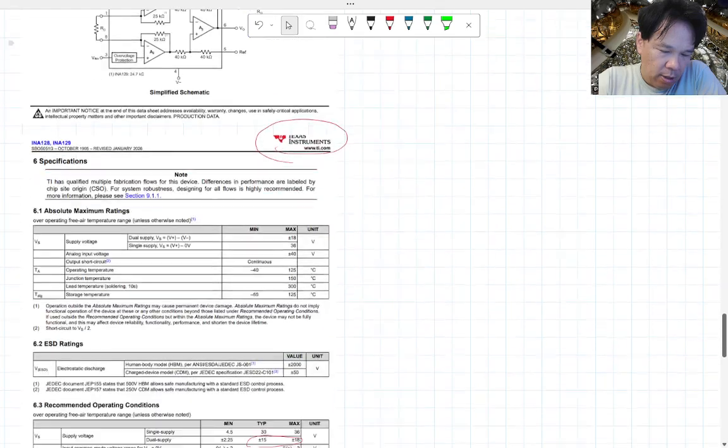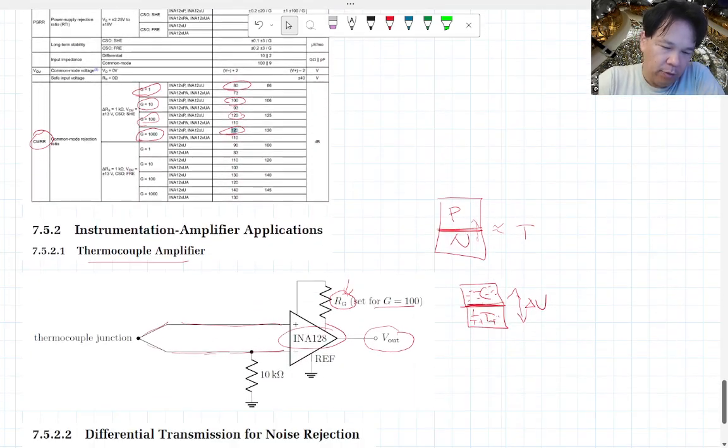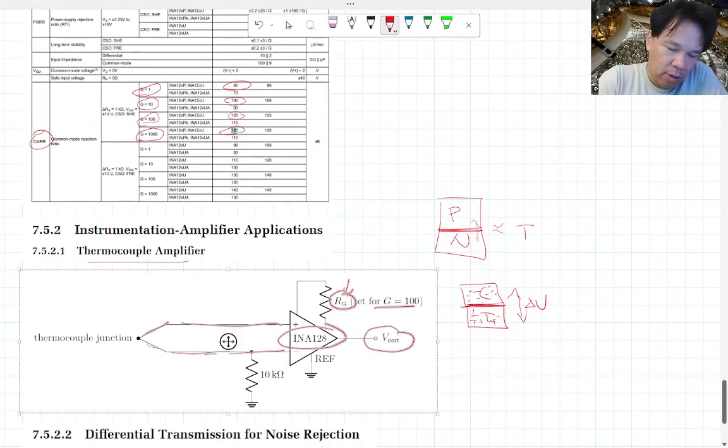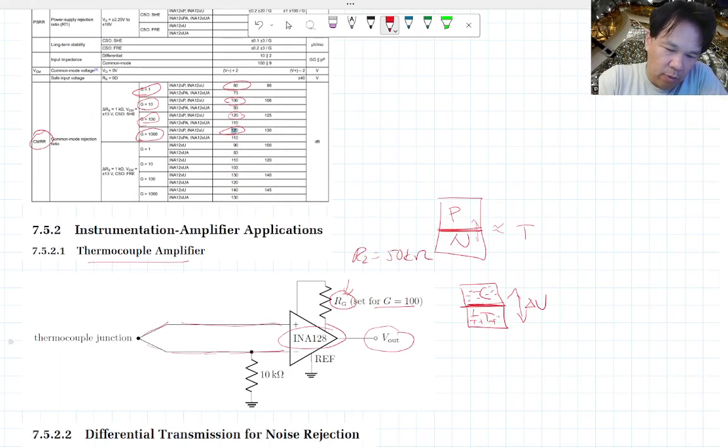So in this case, if you want the gain to be 100 and R2 is equal to 50 kilo ohm, you want RG 100 times smaller, so 500 ohm. So you put in RG equal to 500 ohm, you get a gain of 100. And then the V out will be 100 times whatever this small delta V is, and therefore you can actually look at the voltage across it.